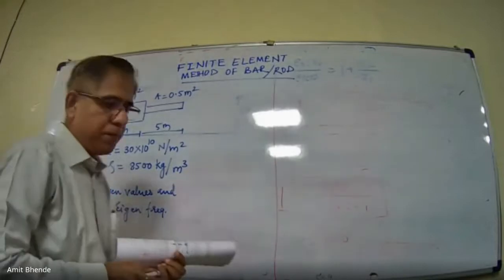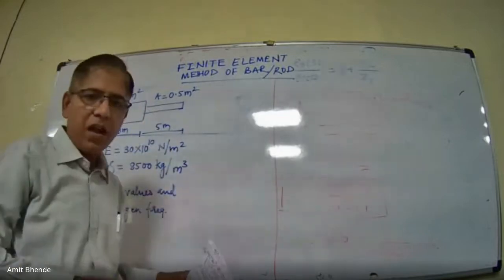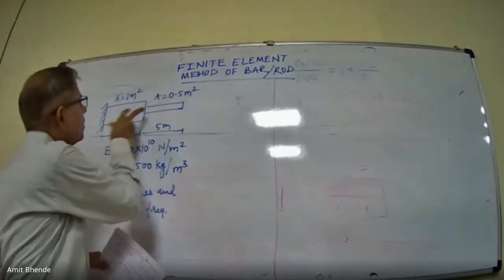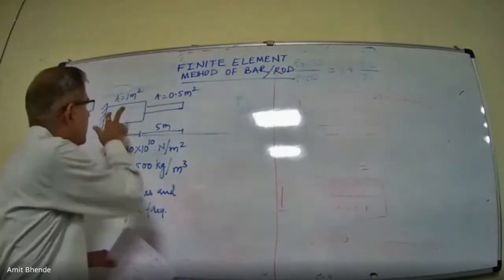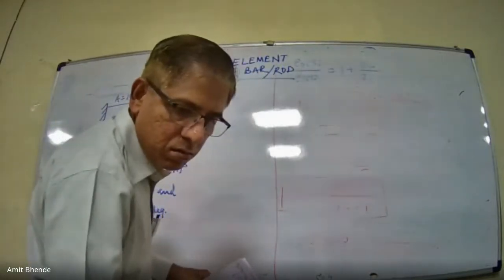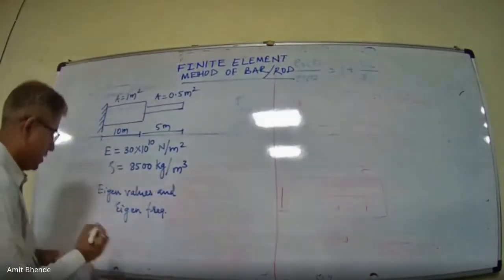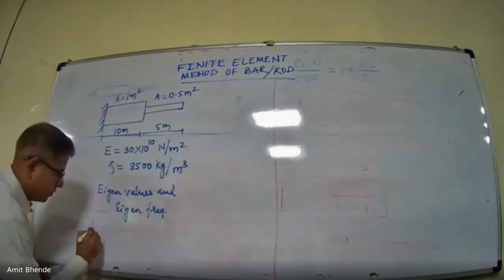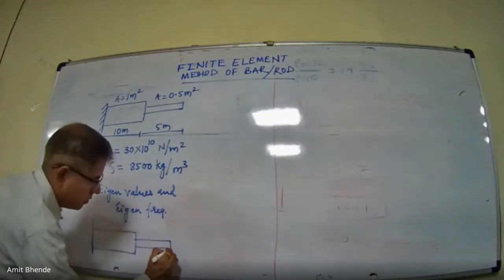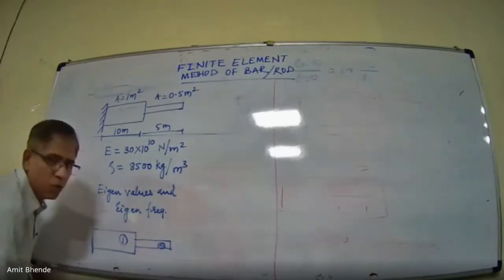Now, the first step of finite element method is discretization. Now we will discretize this step shaft into two elements. Because there are two cross sectional areas, we will discretize it into two members. So this is element number one. This is element number two.